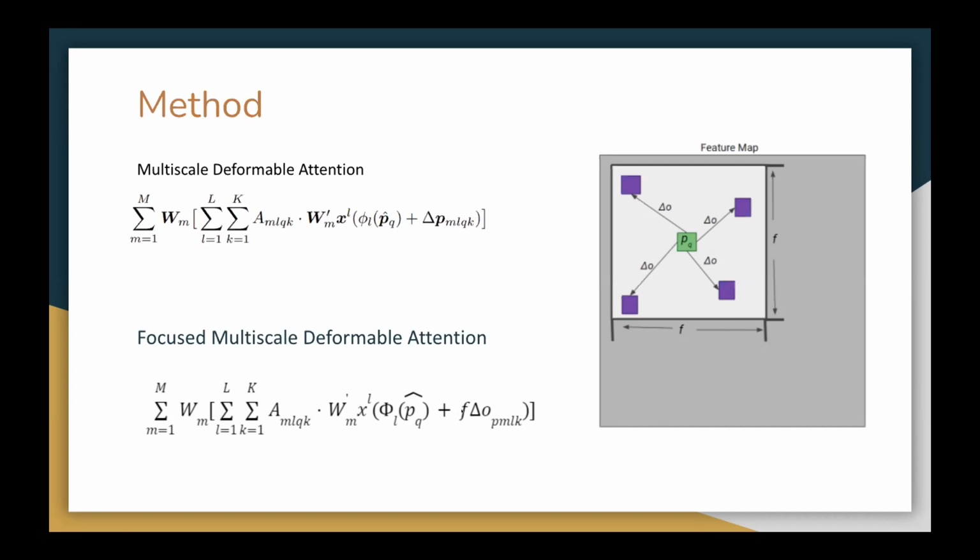So to implement this, we simply apply a scalar focus variable that controls the width of the box that we can access. And then also, because this delta p comes from a linear function, it's unbounded.